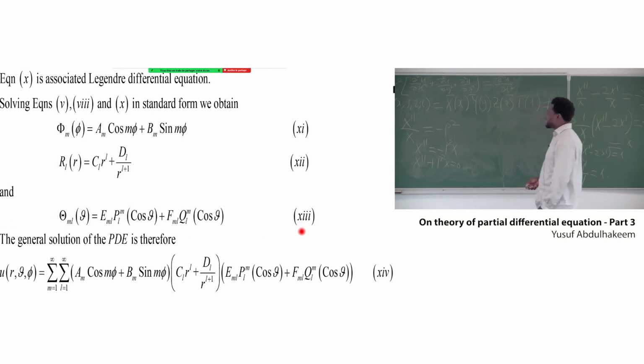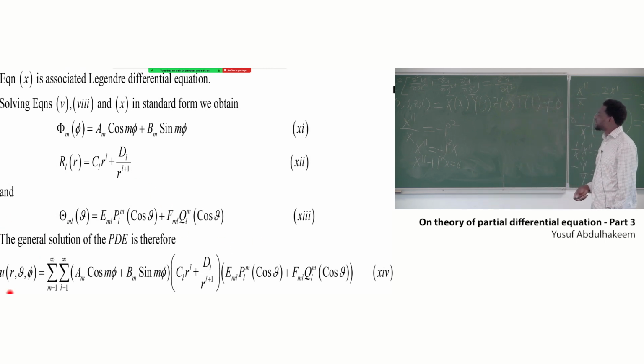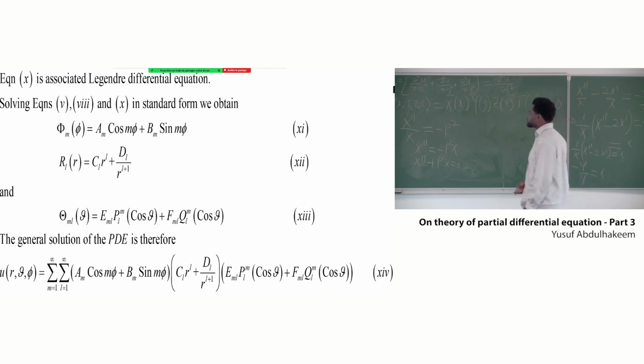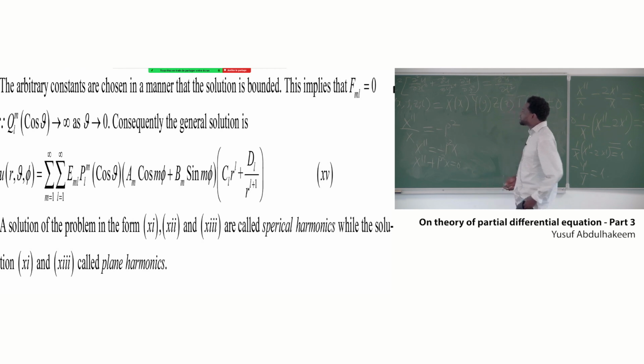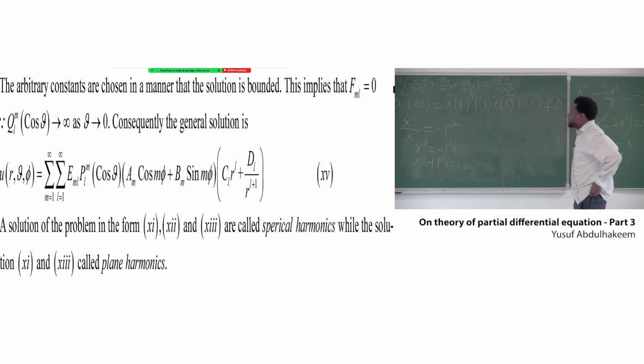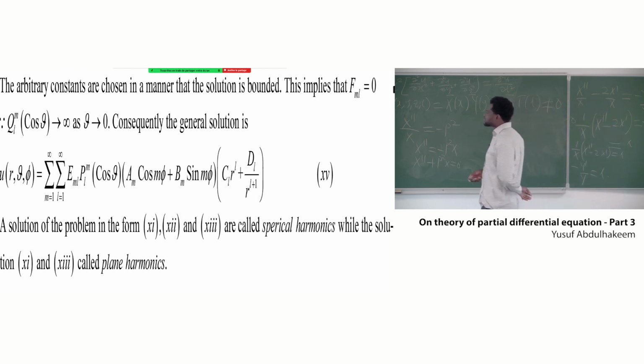The next thing is to obtain the general solution, which is u of R, comma theta, comma phi, and everything will give us this by the time we obtain the product of the 3 functions. Then the arbitrary constants are chosen in a manner that the solution is bounded. This implies that f is equal to 0. Therefore, q cos theta tends to infinity as theta tends to 0. Consequently, the general solution can be given as what we have here.